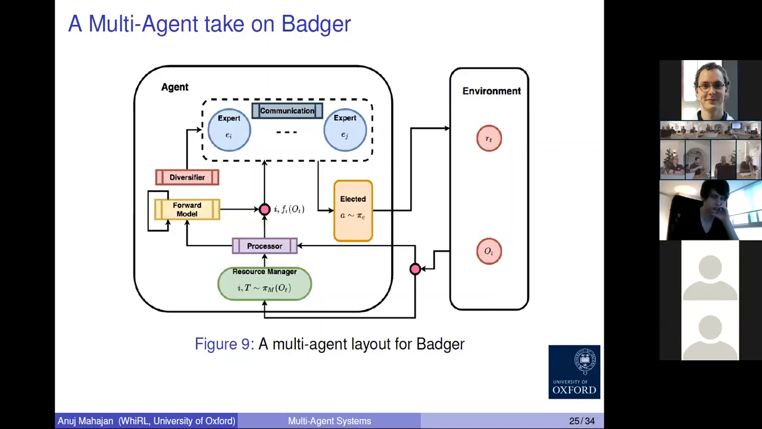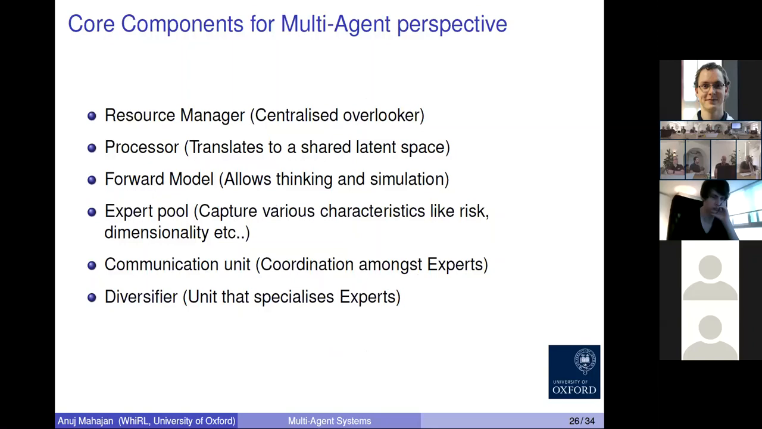So the core components of our multi-agent take on Badger is essentially, there are six core components. There's the resource manager, which is like a centralized overlooker, which allocates budget for compute or other kinds of resources to the experts. There's a processor, which essentially translates different observations and gives rise to a shared latent space or a representation space, which the agents can use for coming up with policies.